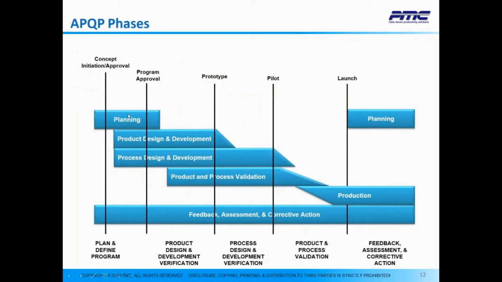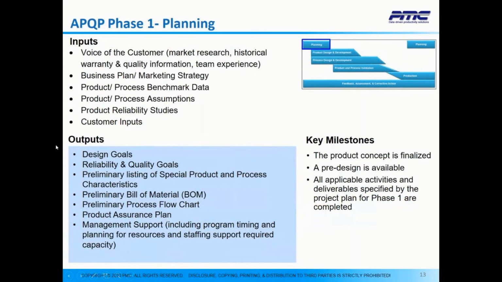These are the phases of APQP. As I mentioned earlier, there are five phases: the planning phase, product design and development, process design and development, product and process validation, and finally, production. And then you see this loop at the bottom called the feedback, assessment, and corrective action. So while we're going through the five phases of APQP, we continuously look into feedback, assessment, and corrective action. Let me get into a little bit more detail about each phase.